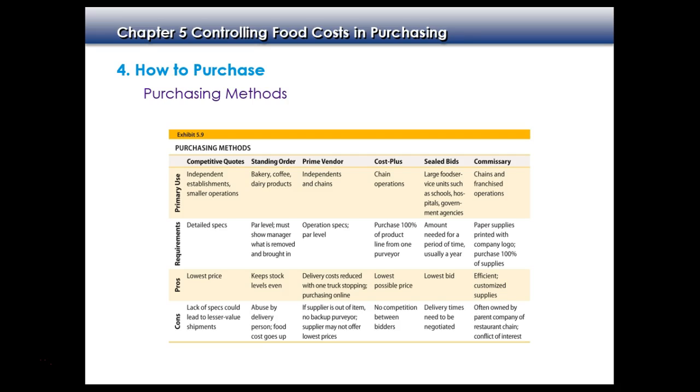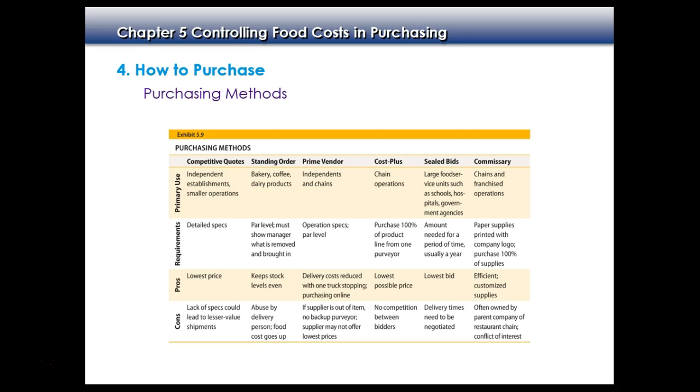So the forms of purchasing. The first one, you have your competitive quotes, more independent establishments, smaller operations. And then we have the standing order. Those are really good for bakeries. I've worked in multiple places where we get fresh donuts and muffins, and we get the same amount coming in every morning. Or maybe different, every Monday is a specific order, every Tuesday, but they come in, they deliver it. It's all set up and it's good to go.